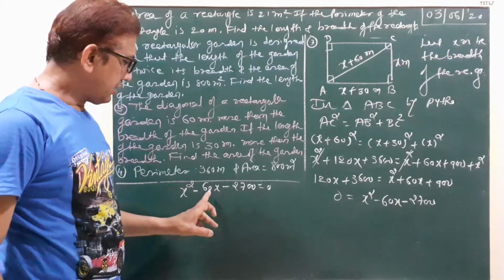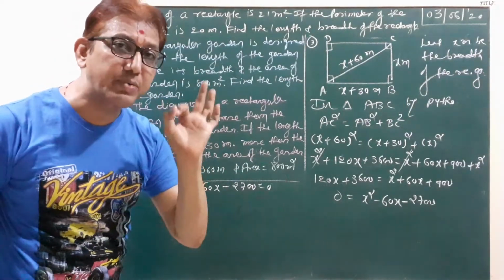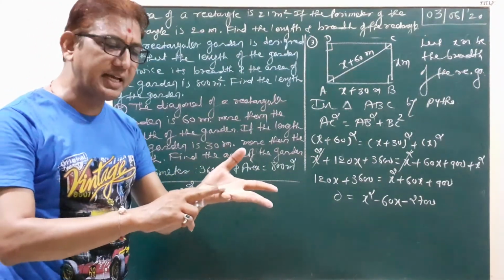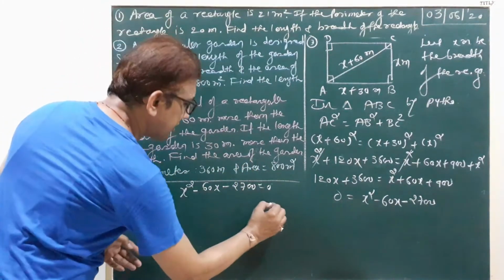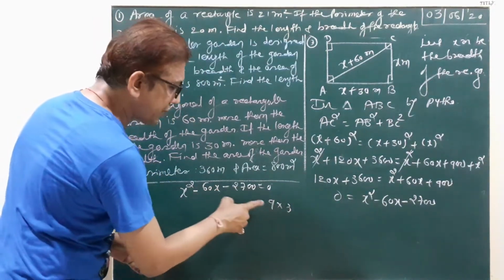Here we are only splitting the number 27. 27 ones are 27 and 9 threes are 27. Here 9 threes are 27. 9 minus 3, here the last term will be negative. So 9 minus 3 is 6.